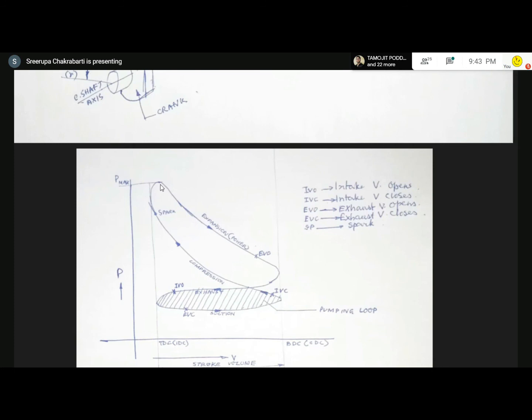So if we spark a few degrees before, as we are sparking at 5 degrees, then our combustion will end at the top dead center. You want to make the spark much earlier, so that the combustion ends at the top dead center, right? Yes, sir. Then there is a problem.